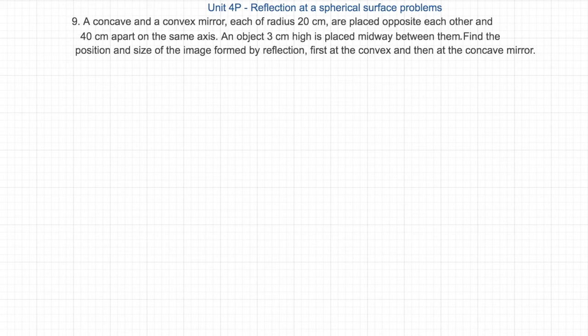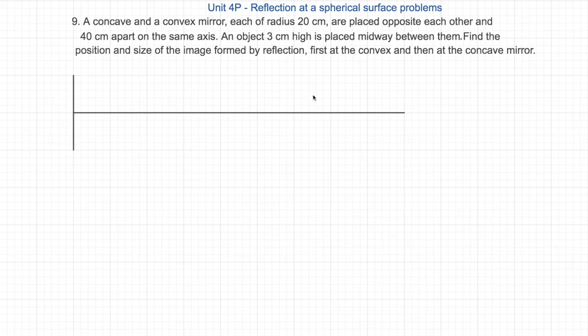If you recall Unit 3, when we placed an object between two plane mirrors, the image formed by the first mirror became the object for the second mirror. We'll use that same principle to answer this problem. The image formed by the convex mirror will become the object for the concave mirror.